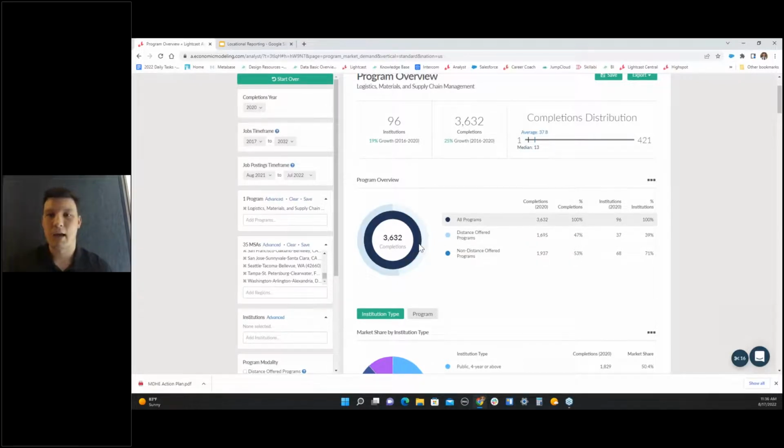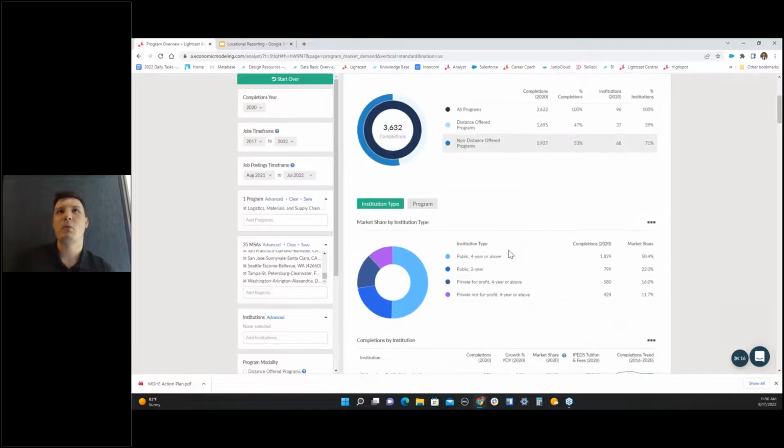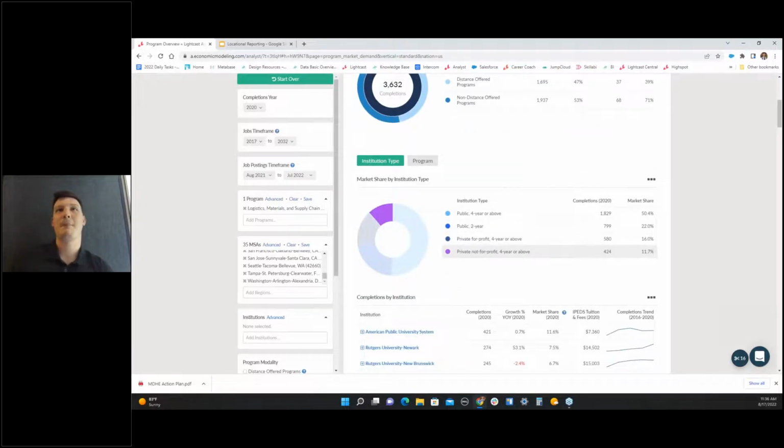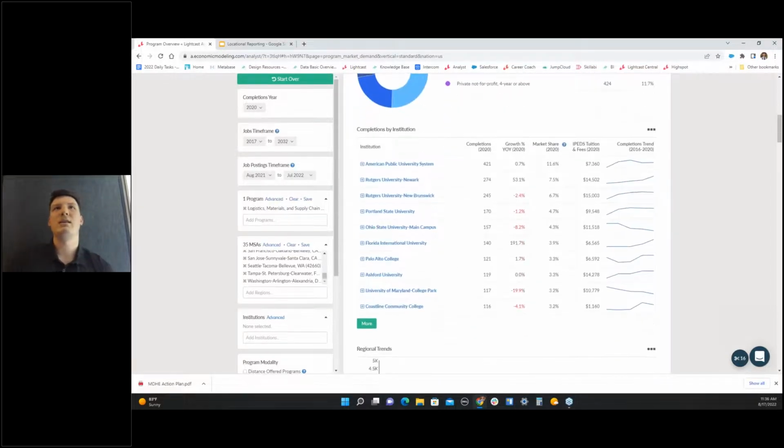And then we're tagging in occupation data as well. We can see market share by institution type. And then we can see completions by institution. So who are those institutions that have the bulk of the market? Where are they? Where are they growing? Is there growth year over year? Is there decline? Is there an opportunity for your institution to maybe enter into that market?